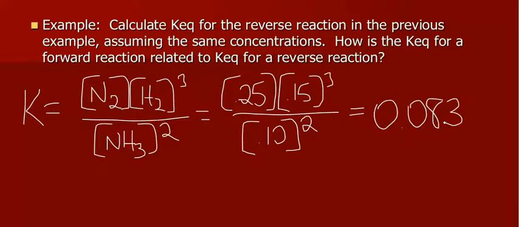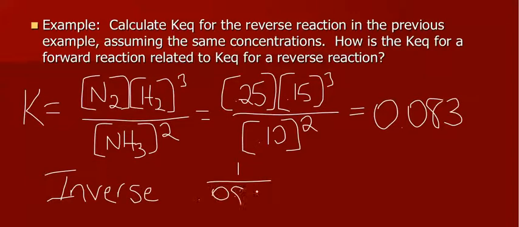0.083. And so the question is, how is KEQ for a forward related to KEQ for a reverse? Well, they're inverses of one another. And what that means is this: if I take 1 divided by 0.083, I get 12. They're inverses.